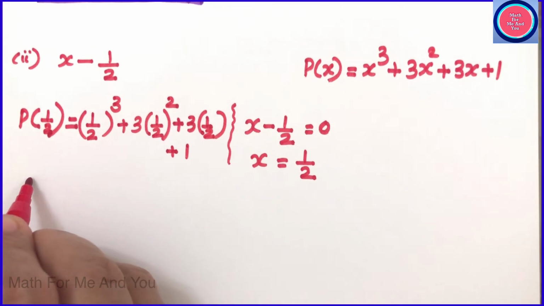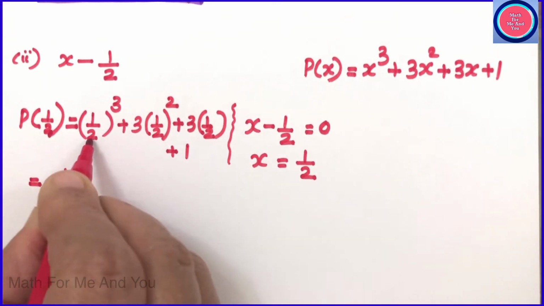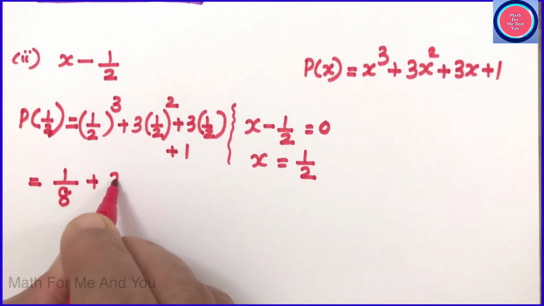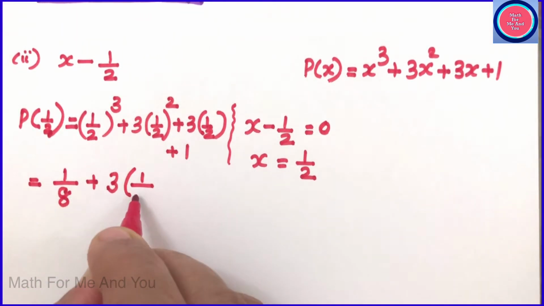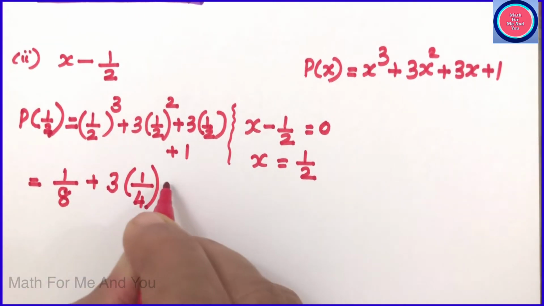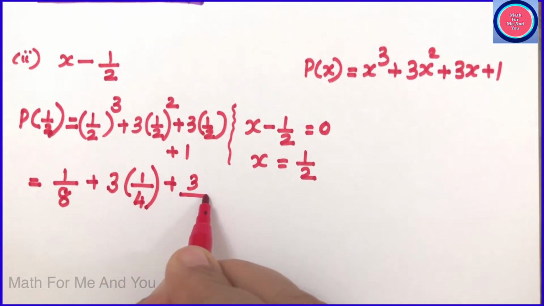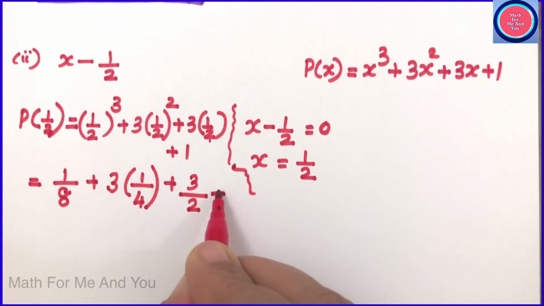Simplify. 1 to the power 3 is 1. 1 with any number power is 1. 2 power 3 is 2 times 2 times 2, 8. Plus 3, write the same. Now open the bracket. 1 square is 1, 2 square is 4. Plus 3 times 1 over 2. 3 times 1 is 3 over 2. Plus 1, we can write the same.